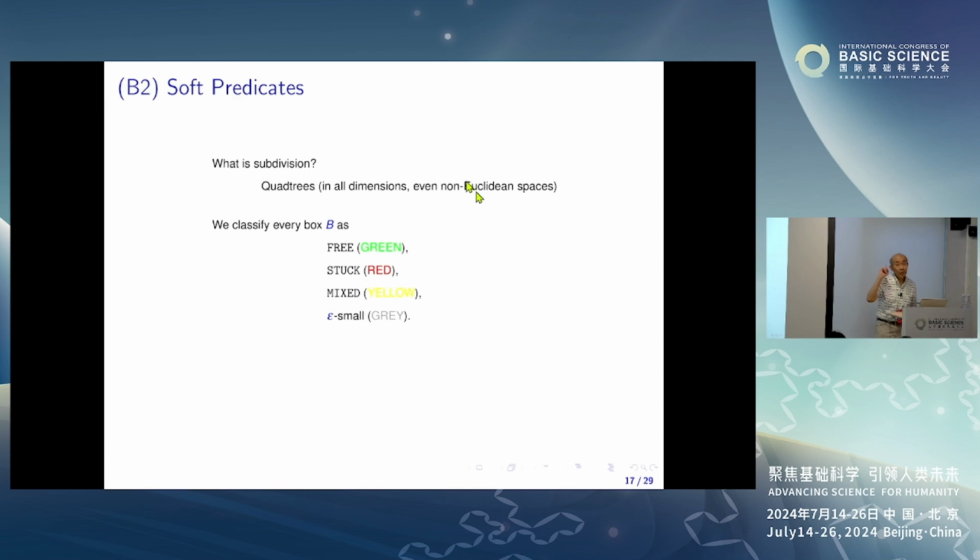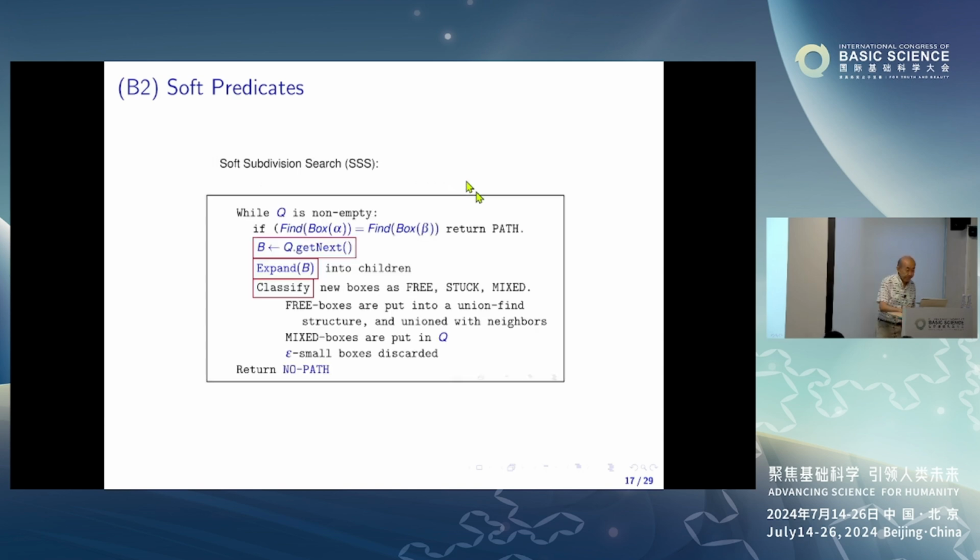And because we're doing resolution exactness, that's why you can do that. And basically, the subdivision, what I call soft subdivision search, SSS, is this simple while loop. While the queue is not empty, you just keep taking a box. The boxes that are yellow are put into a queue, and you take it out, you split it, and then classify them. And if it's green, you're done.